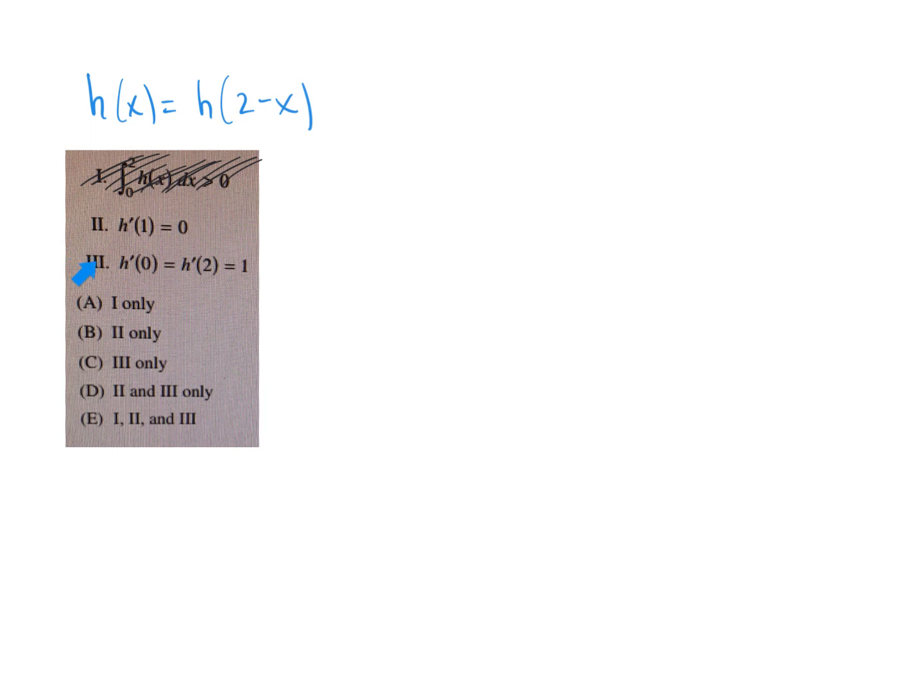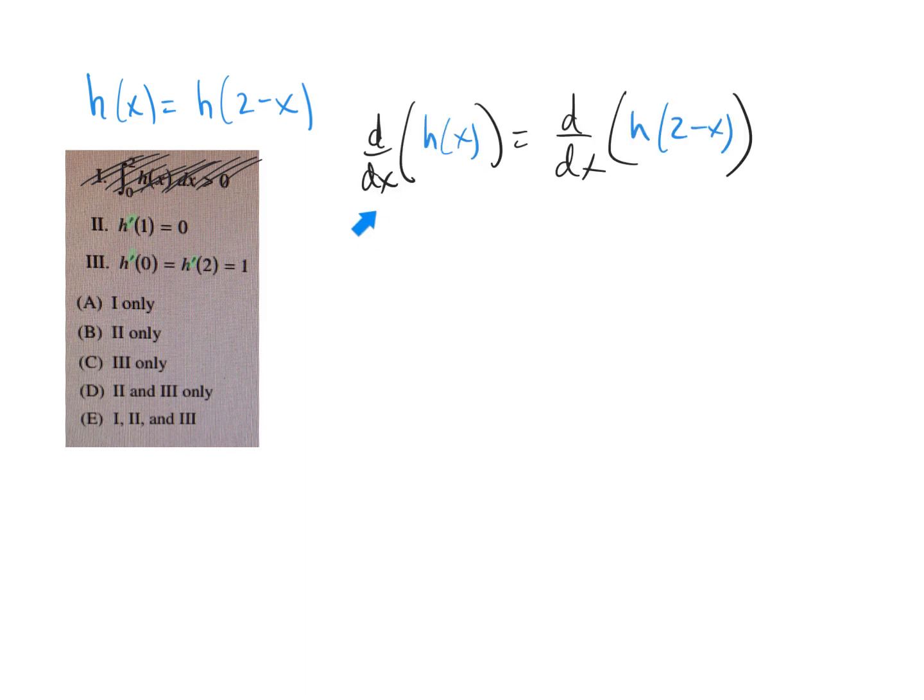For the next two parts, they both deal with first derivatives. So let's take the derivative of these. d/dx of both sides of the equation gives h prime of x equals negative h prime of 2 minus x. Don't forget the chain rule. The derivative of the inside is negative 1.